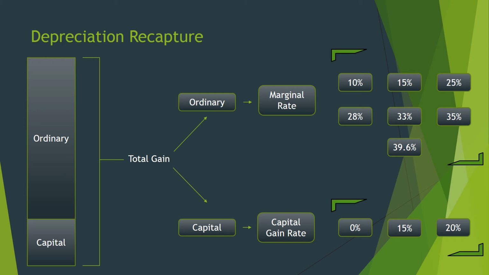How much of the gain is taxed at your marginal rate and how much gets capital gains treatment is based on a complex formula governed by regulations under Internal Revenue Code sections 1231 and sections 1245 to 1255.